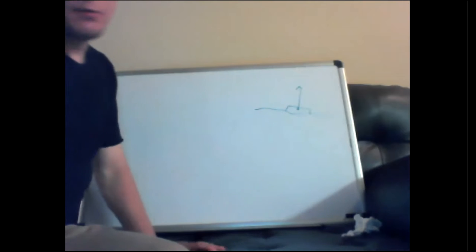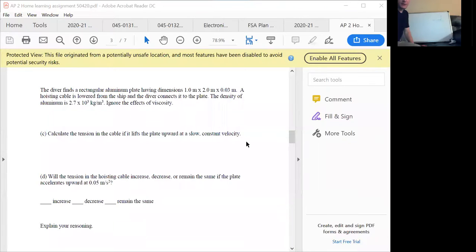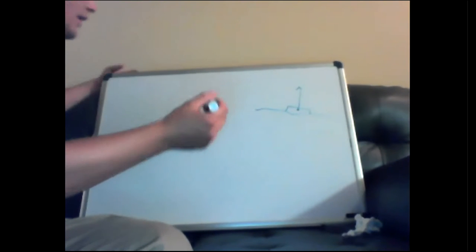What the tension, I believe that's what it asks for. We want to know what the tension in the cable is if you're pulling it up at a constant velocity. Remember, I hear the words constant velocity, and I hear that that means that there is no net force on it. And so therefore, I'm going to look at all my individual forces and then go from there.